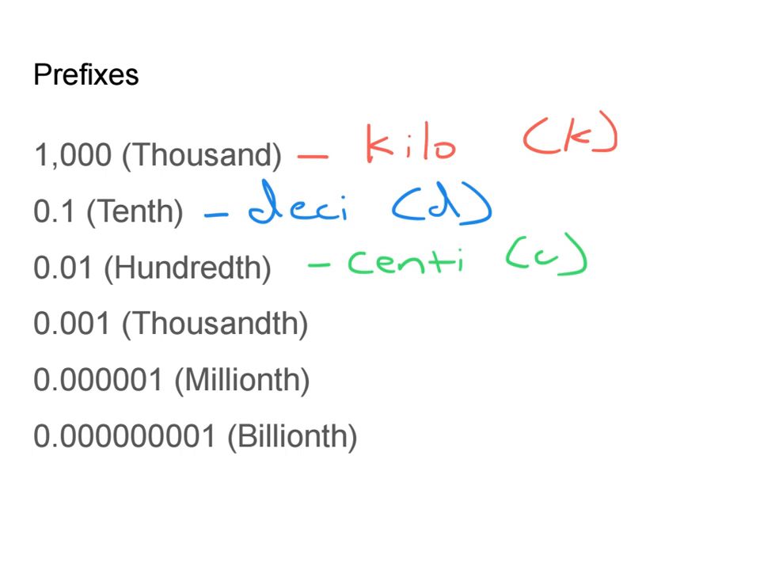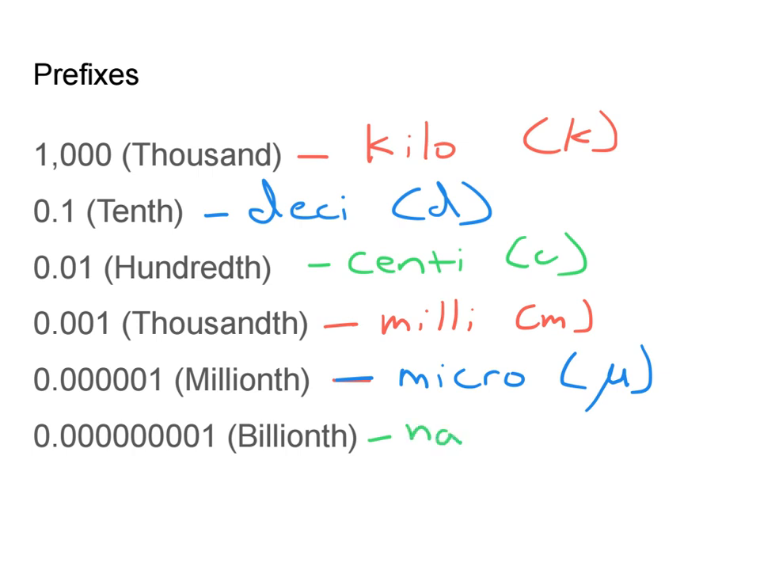1,000th, this is where we get the prefix milli from, which gets a lowercase m. And then these ones are a little bit less common, but a millionth is a micro, which gets this Greek symbol mu. And then a billionth is nano, which gets a little n.